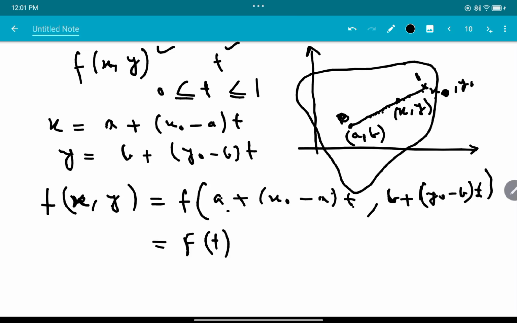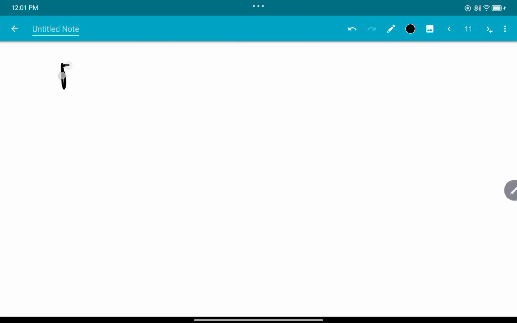Now, if that is the case, then we have actually converted f(x,y) into f(t), a single variable function. Assuming that this f(t) is continuous and infinitely differentiable, then we can write a Taylor series for it. And the Taylor series for f(t) is f(t) equal to f at the initial point.